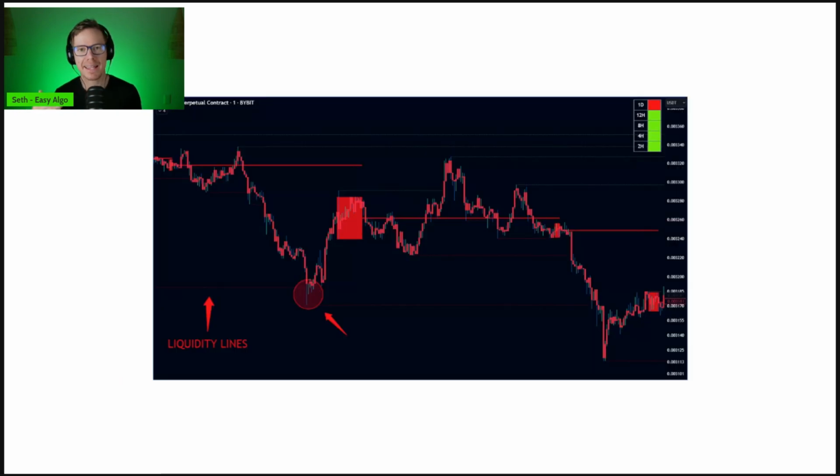These become excellent places to look for exits and entries, and oftentimes price will travel from liquidity to liquidity. This is how the market moves. These show you exactly where the stop loss levels are located on the charts. These are usually pools of resting liquidity.